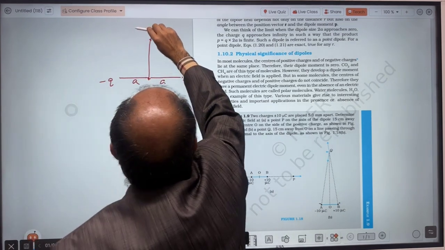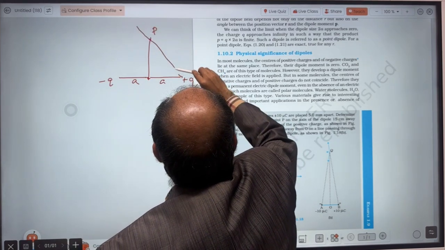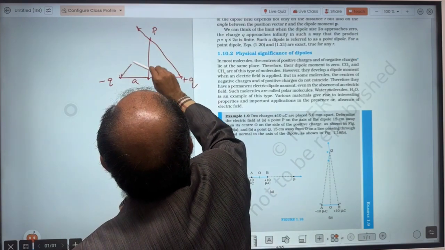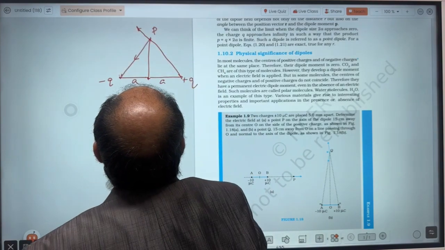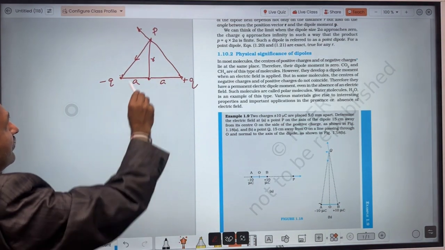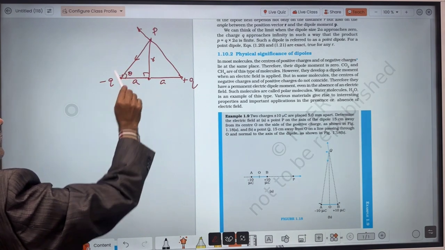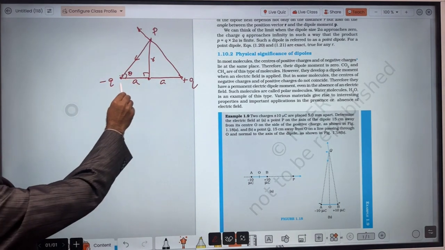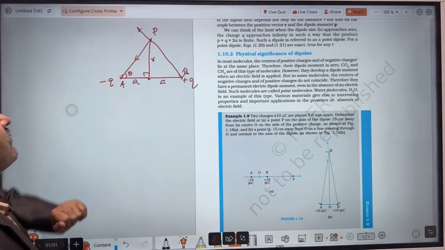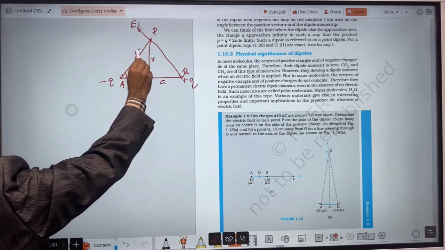This is the positive charge, so due to the positive charge, the field will be directed in this direction, and due to the negative charge, the field will be directed in this direction. Suppose this distance is r. Here this angle is 90 degrees, this angle is theta. Suppose this point is A, this point is B, and this point is P. So this is E1 and this is E2.